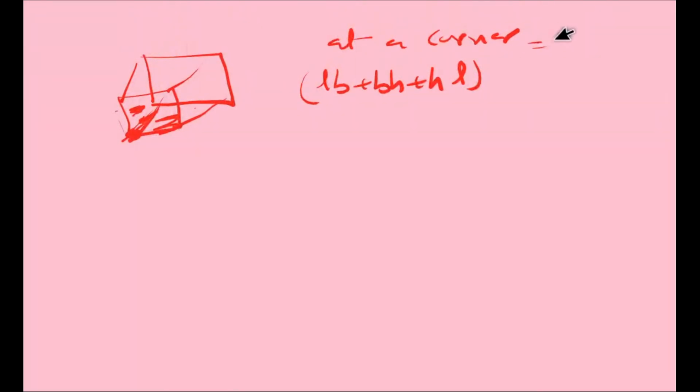Area of 3 face. Okay, that is LB plus BH plus HL. Okay, student. So now, what is the diagonal?